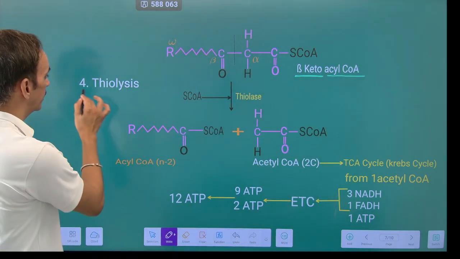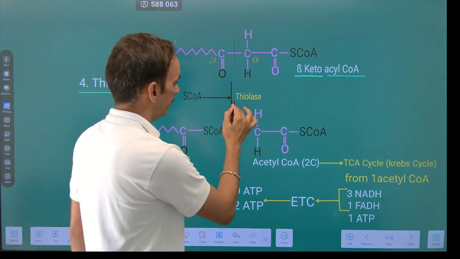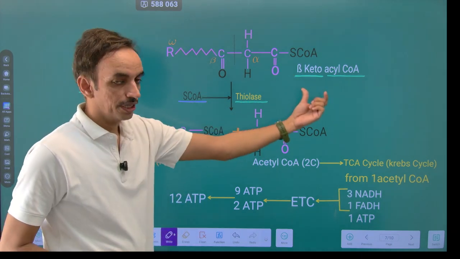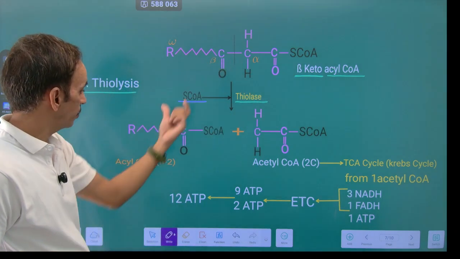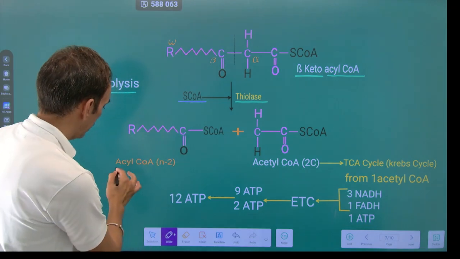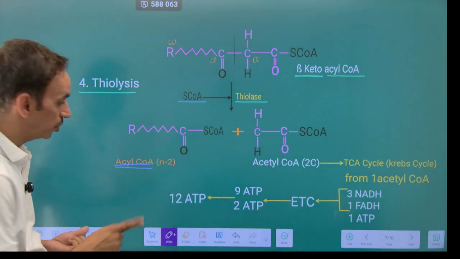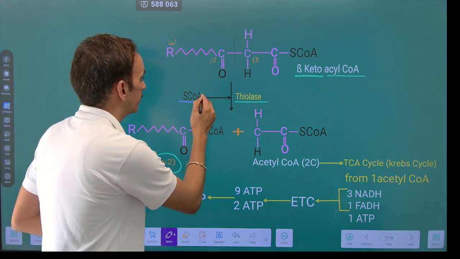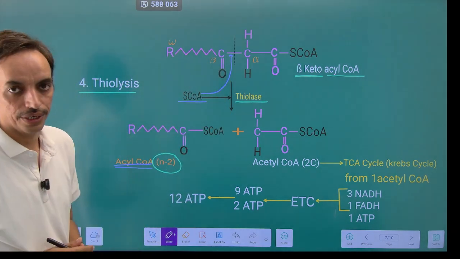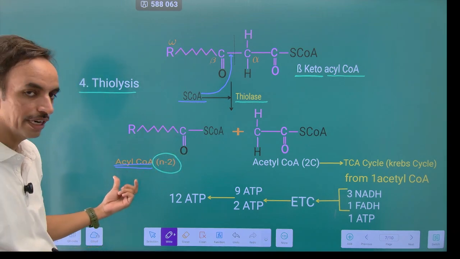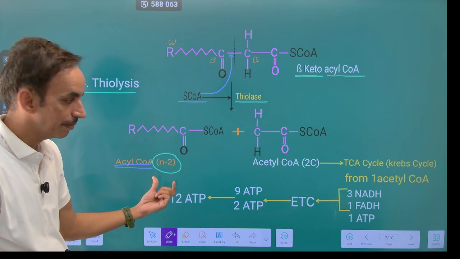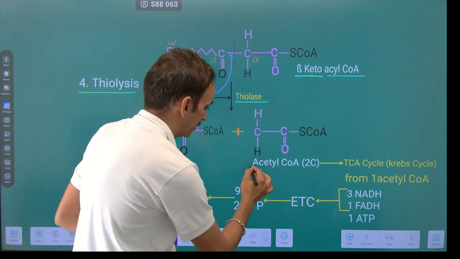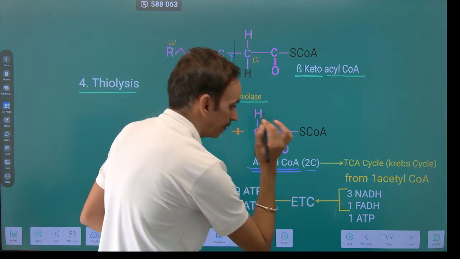The fourth reaction is thiolysis. For this we have an enzyme known as thiolase. It will add a coenzyme A to the beta keto acyl coenzyme A, leading to the formation of acyl coenzyme A having 2 fewer carbons. We simply added this coenzyme A, which led to the formation of acyl coenzyme A with 2 fewer carbons, because we also have here an acetyl coenzyme A, which has 2 carbons.